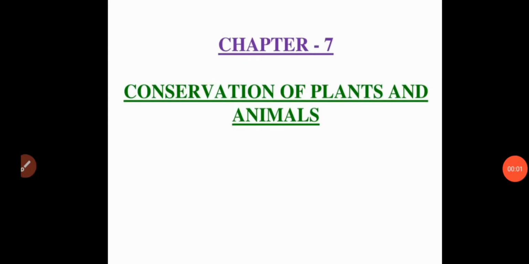Hello everyone. Today we are starting the third very important lesson in biology, that is conservation of plants and animals. Students, we already completed two very important lessons. Today we are starting the third lesson, that is conservation of plants and also animals. Students, there are different types of plants and different types of animals also.